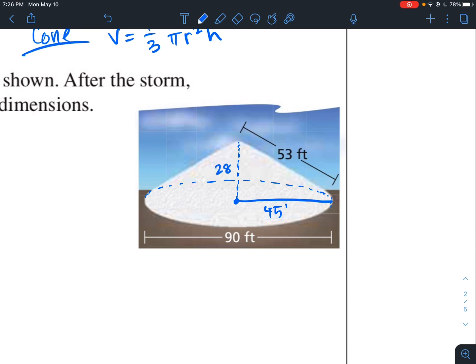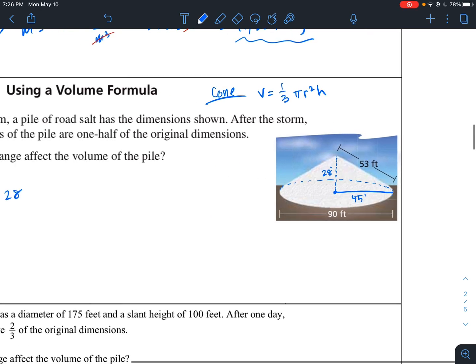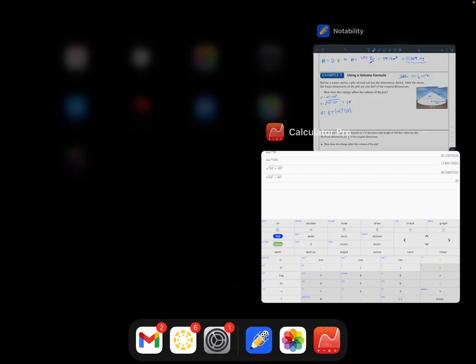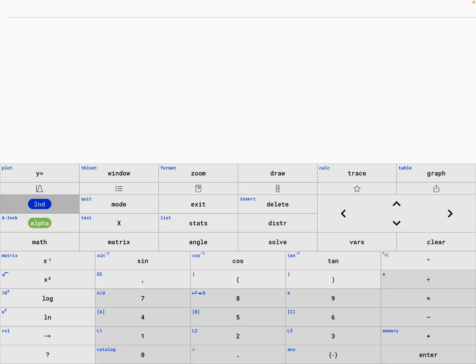Okay, so now that we have all our required dimensions, let's find the volume of this pile. So volume is equal to 1/3 pi times the radius squared times the height. So what does this come out to be? So for me, I'm going to do pi times the radius squared times the height.